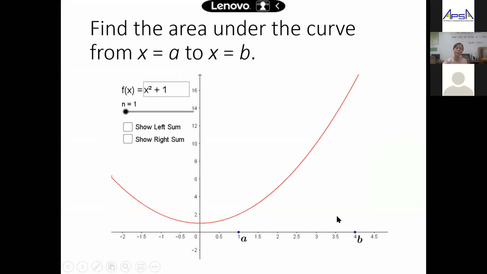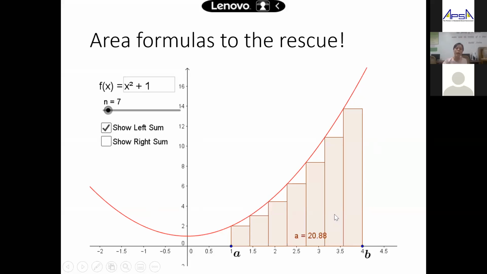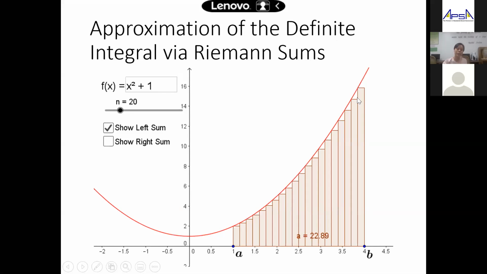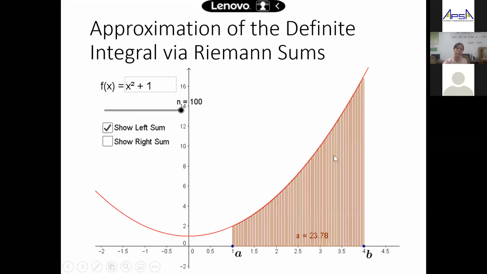The area under the curve is lower or higher? Here you can see the area under the curve is definitely higher because there are still some regions. So the area under the curve is higher. We still have some regions. So same here, the area under the curve is higher. So meaning this 23.78 here is an underestimate. We expect the area to be higher.